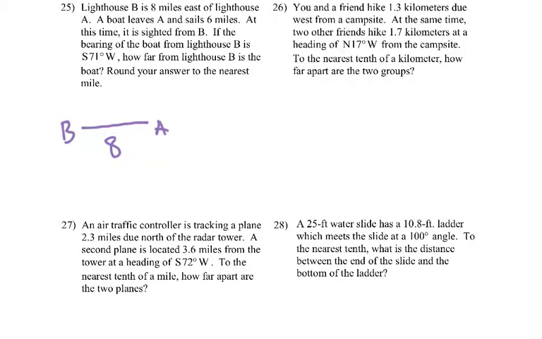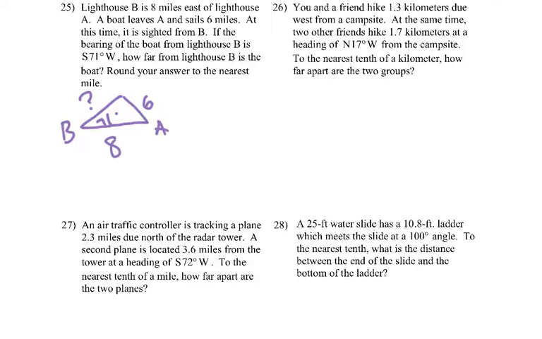A boat leaves A and sails 6 miles. At this time it is sighted from B. If the bearing of the boat from Lighthouse B is 71 degrees, how far from Lighthouse B is the boat? Round your answer to the nearest.